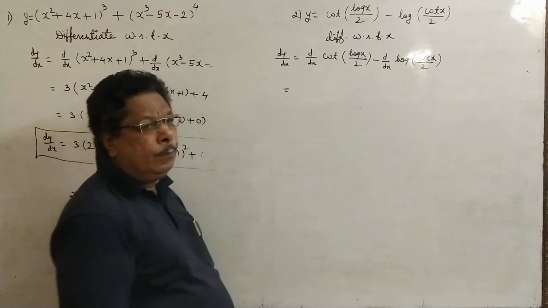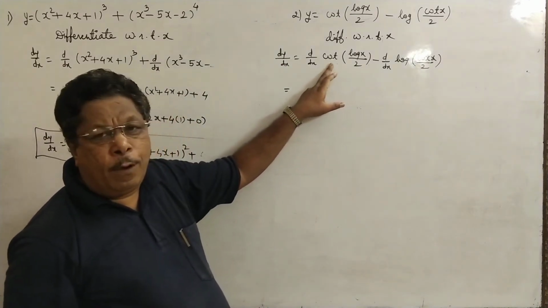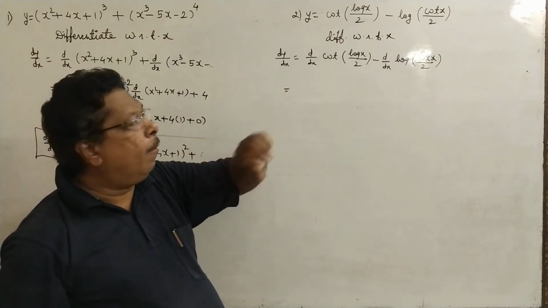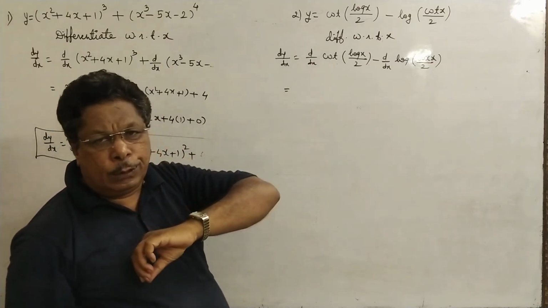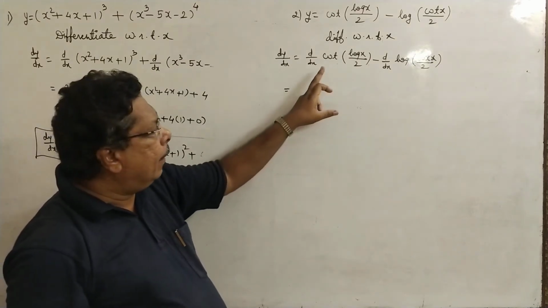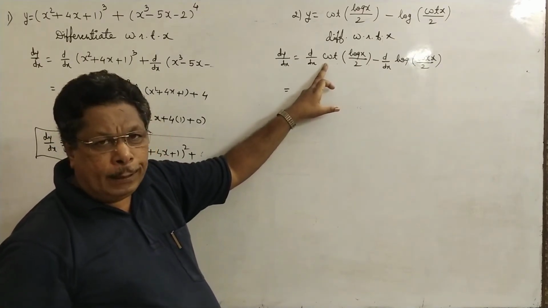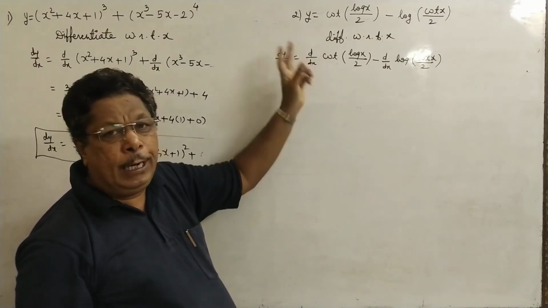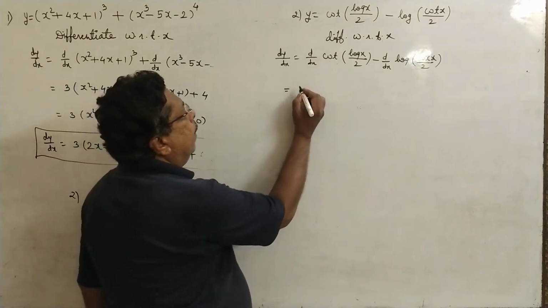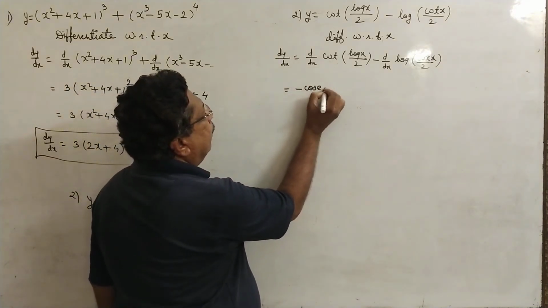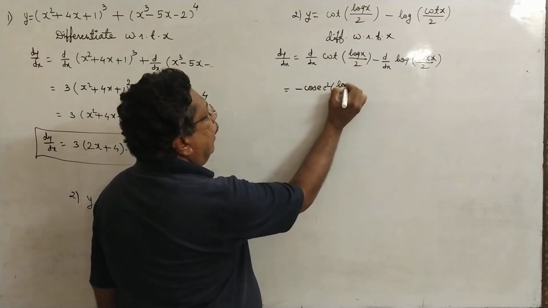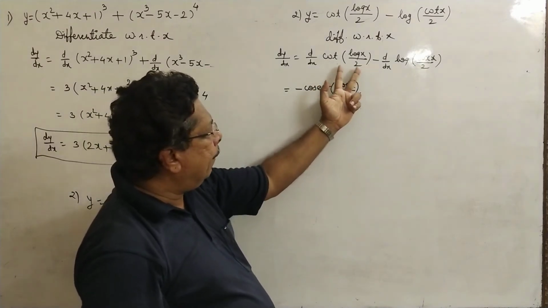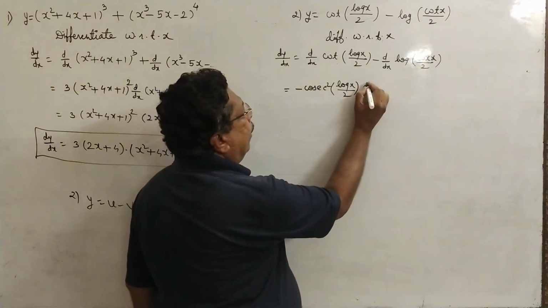2 is equal to. Now the derivative of cot is minus cosec square. Standard formula, the derivative of cot x is minus cosec square x. In the similar manner, the derivative of cot fx is minus cosec square fx into f dash x. So this is minus cosec square fx, where fx is log x upon 2, into the derivative of fx. What is fx? Fx is log x upon 2.